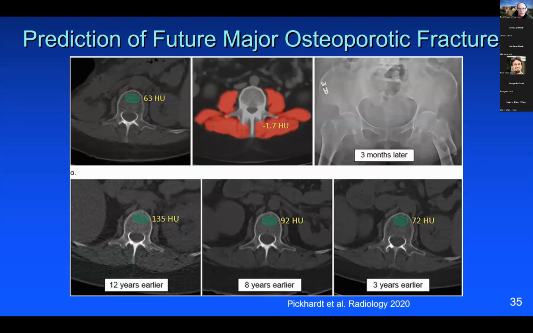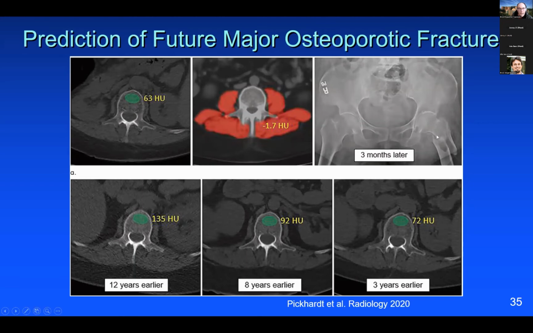Another project that we did was looking at whether the AI tools could predict major osteoporotic fractures. And this is an example of a 59-year-old asymptomatic woman who had a CT scan. The AI tool showed she had a very low bone mineral density. She had very low muscle density, indicating frailty. And she developed a hip fracture shown here on this X-ray 3 months later.